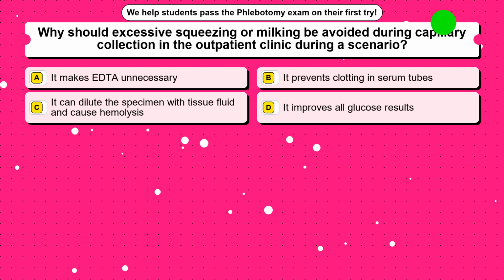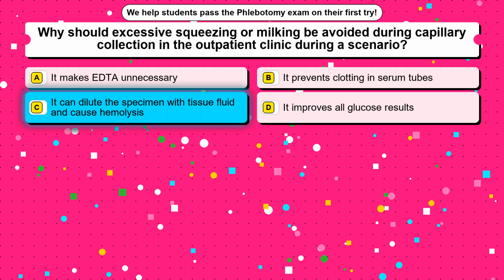Question 67. Why should excessive squeezing or milking be avoided during capillary collection in the outpatient clinic during a scenario? Option A. It makes EDTA unnecessary. Option B. It prevents clotting in serum tubes. Option C. It can dilute the specimen with tissue fluid and cause hemolysis. Option D. It improves all glucose results.